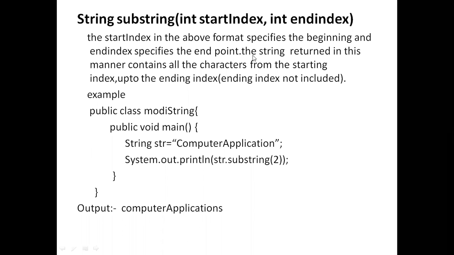The substring(start index, end index) method has two arguments. String is the class type and substring is the name of the function, then two arguments: integer start index and integer end index. The start index specifies the beginning and the end index specifies the end point. The string returned contains all the characters from the starting index up to the ending index, ending index not included.